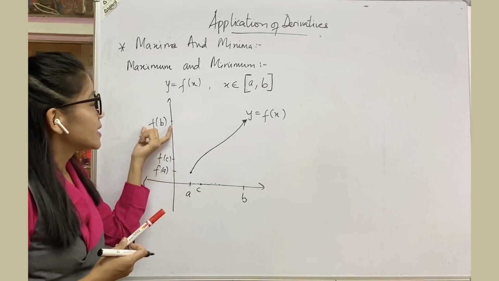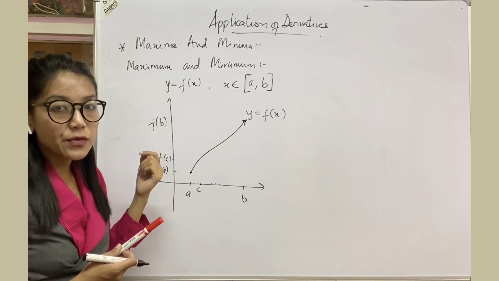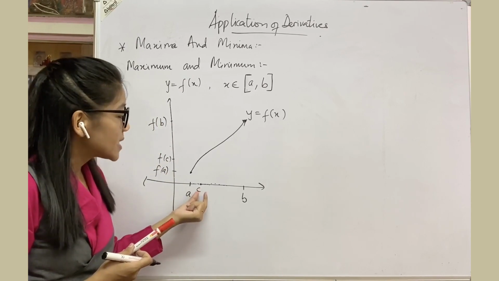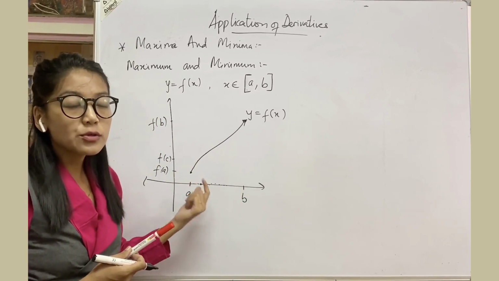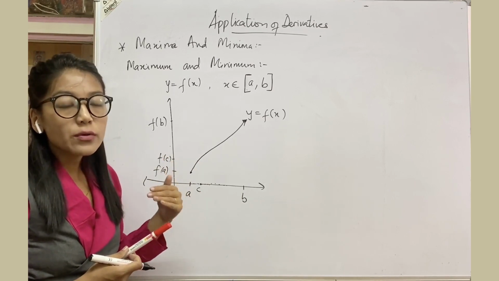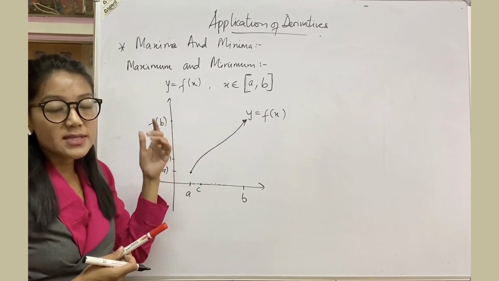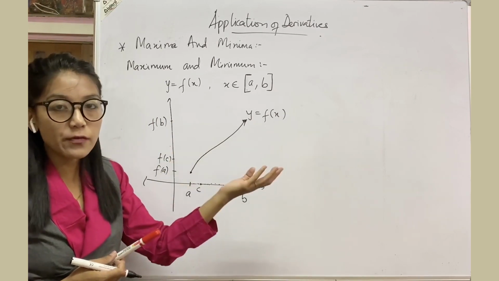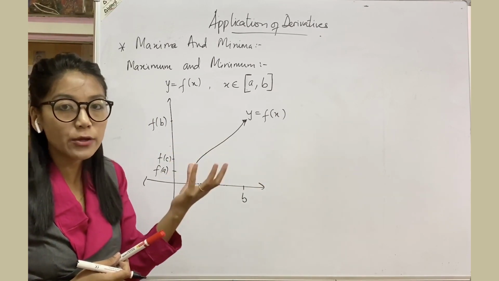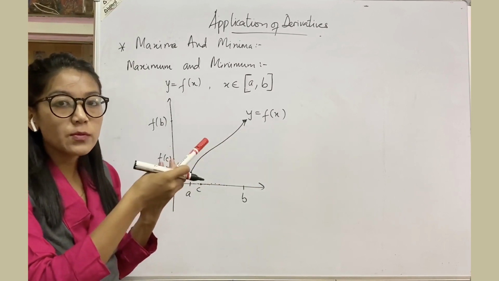Similarly, when I say that f of b is the maximum value of the function, then it means when you take any point in the interval ab, all the function values will be less than or equal to f of b. Since f of b is the maximum, the function value cannot exceed f of b, because it is the maximum value. So you cannot go beyond the maximum value, right?